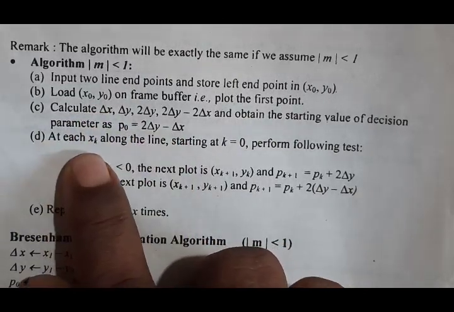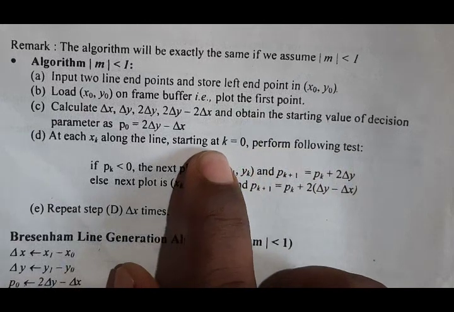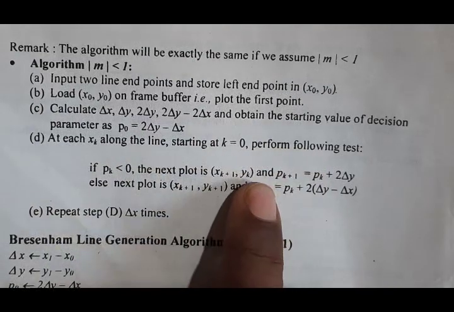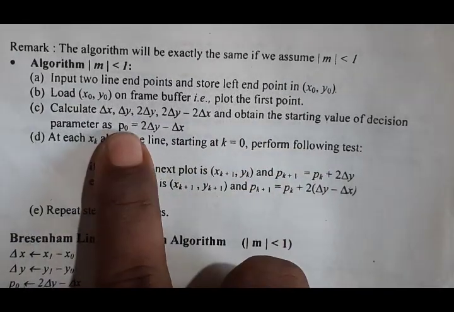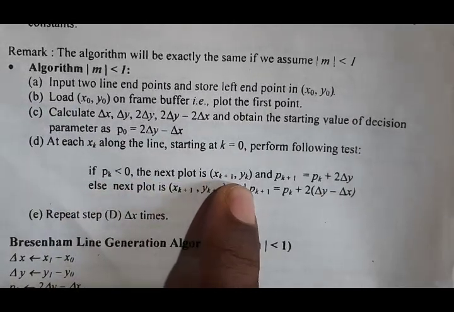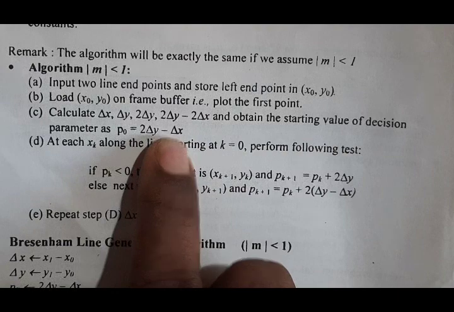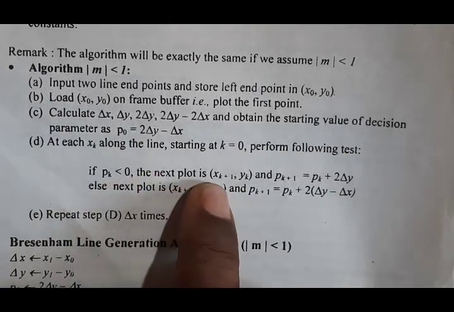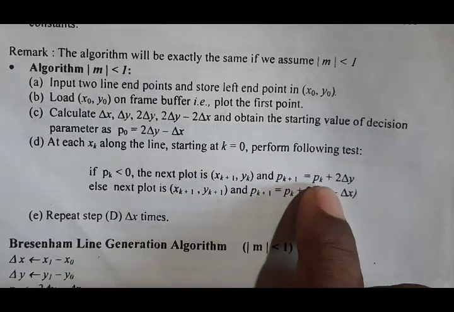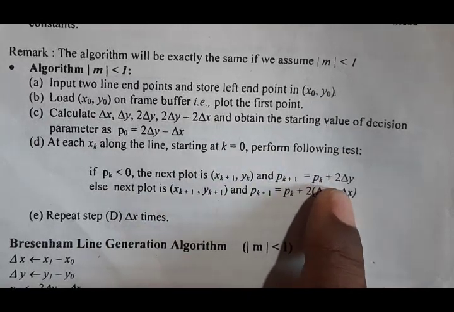At each xk along the line, starting at k equal to 0, perform the following test, from k equal to 0 till delta x. If pk, the decision parameter, is less than 0, the next point to plot is xk plus 1, comma yk, and pk plus 1 is pk plus 2 delta y. The pk value you have to change every time.